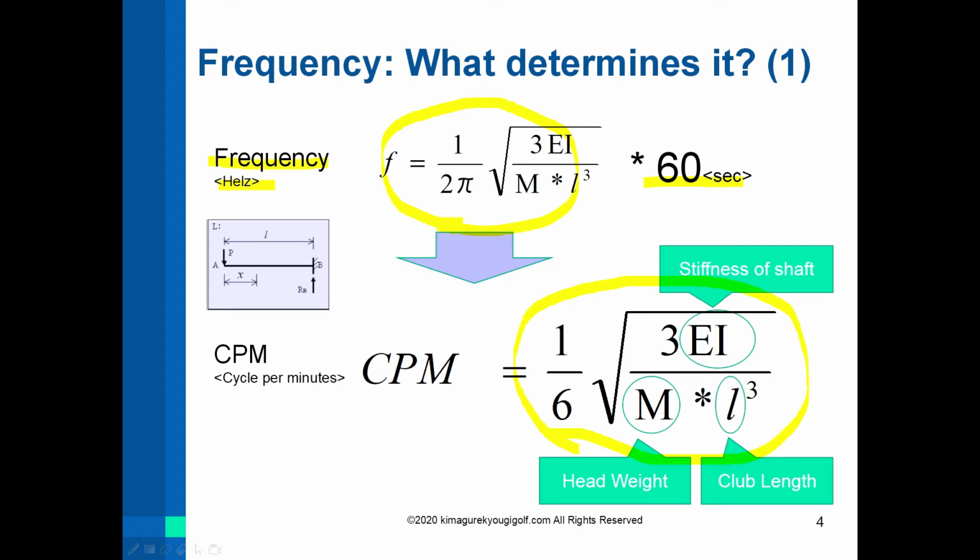And when we look into this formula, we have EI here. This expresses the stiffness of the shaft, and M represents the head weight, and L is the length of the club here. Okay, and when we closely look into this formula, EI is over this bar. So when the EI stiffness of the shaft increases, CPM increases, right? And when M increases, CPM decreases. And L is cubed, so L affects the CPM most.